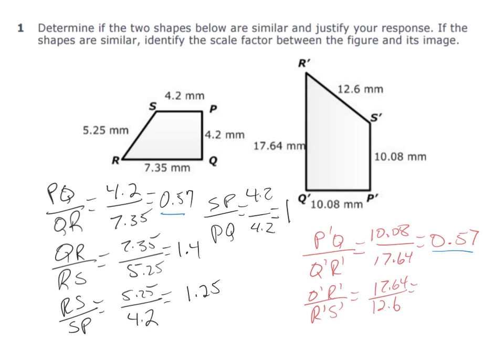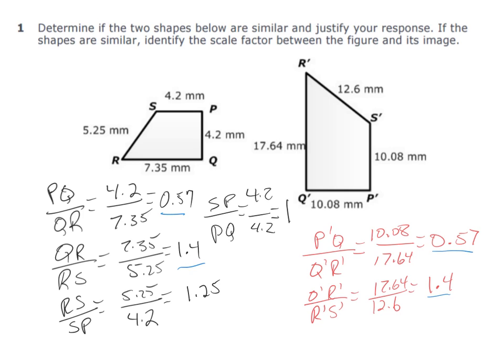If I simplify, take my calculator, 17.64 divided by 12.6, I get 1.4. Now we need to go and see, do our primes match up with our original? And it does. Okay, let's take another one. Actually, we have two more.